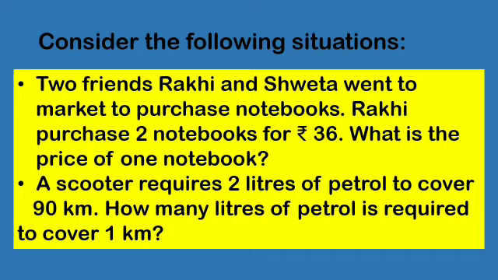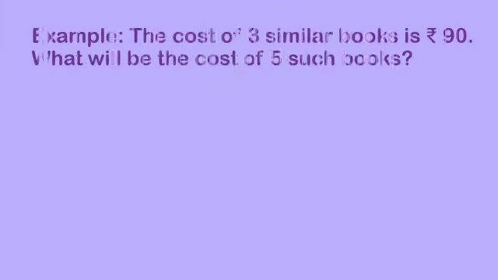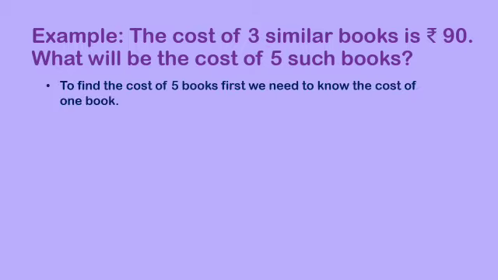These are examples of the kind of situation that we face in our daily life. How would we solve this? For example, the cost of 3 similar books is rupees 90. What will be the cost of 5 such books? To find the cost of 5 books, first we need to know the cost of one book. The cost of one book equals rupees 90 divided by 3, which equals rupees 30.